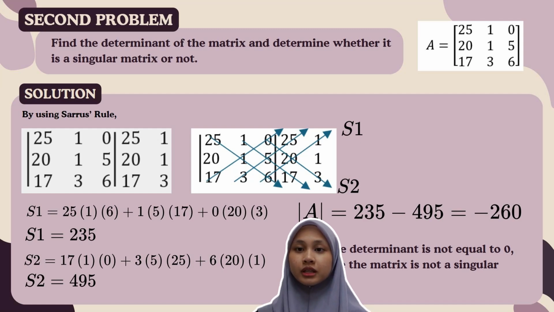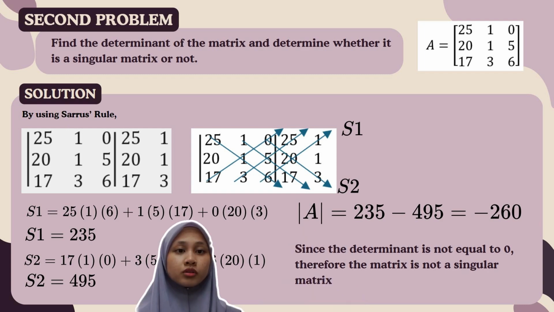The second problem is find the determinant of the matrix and determine whether it is a singular matrix or not. By using Sarrus' rule, firstly, we need to rewrite the first 2 columns at the right hand side of the matrix. The formula of determinant is S1 minus S2. To find S1, we need to multiply all the diagonals from top left to the bottom right and add them together. For S2, we need to multiply all the diagonals from bottom left to the top right and add them together. So, S1 is equal to 235 and S2 is equal to 495. Using the formula, the determinant of A is equal to negative 260. Since the determinant is not equal to 0, therefore the matrix is not a singular matrix.